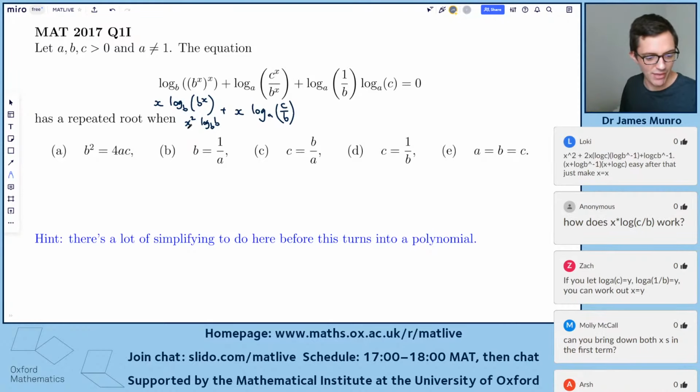Yep, so I've brought down both x's in the first term. Good. Somebody's asked, how does x times log c over b work? And it is just the rule, the thing inside is c over b to the power of x. Cool. Okay, this looks like it's turning into a quadratic.